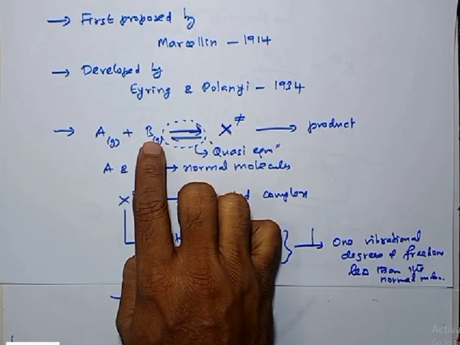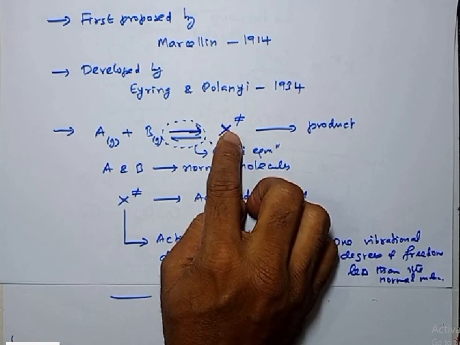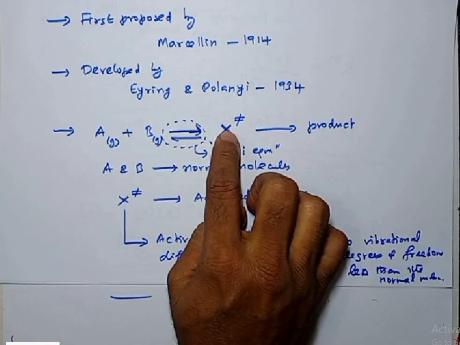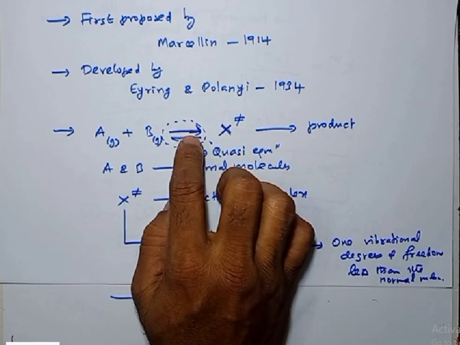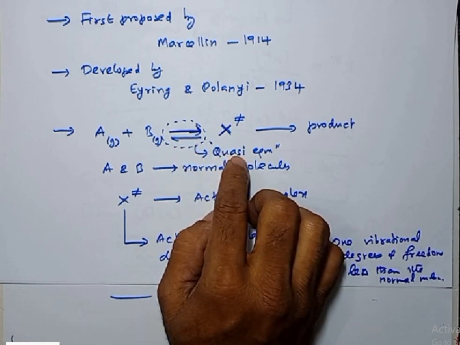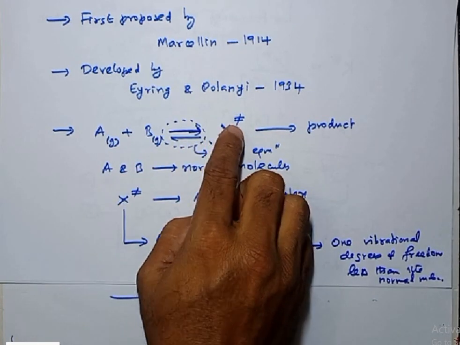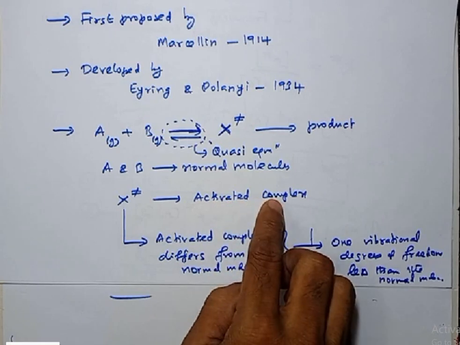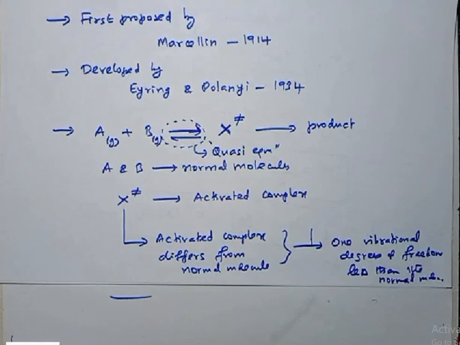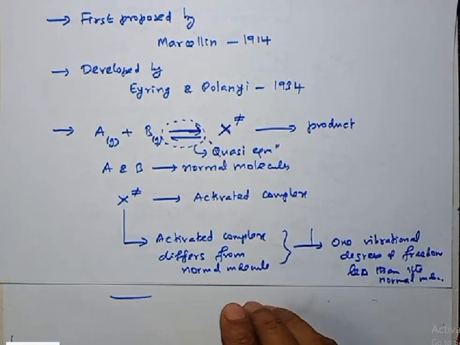So here A and B are reactant molecules. They combine and form an activated complex. Between the reactant molecules and the activated complex, there is an equilibrium. This is not a normal equilibrium. It is called a quasi-equilibrium. Listen, A and B are normal molecules, whereas this X double dagger is the activated complex. Then this activated complex decomposes to give the product. This is the mechanism proposed by Eyring and Polanyi.